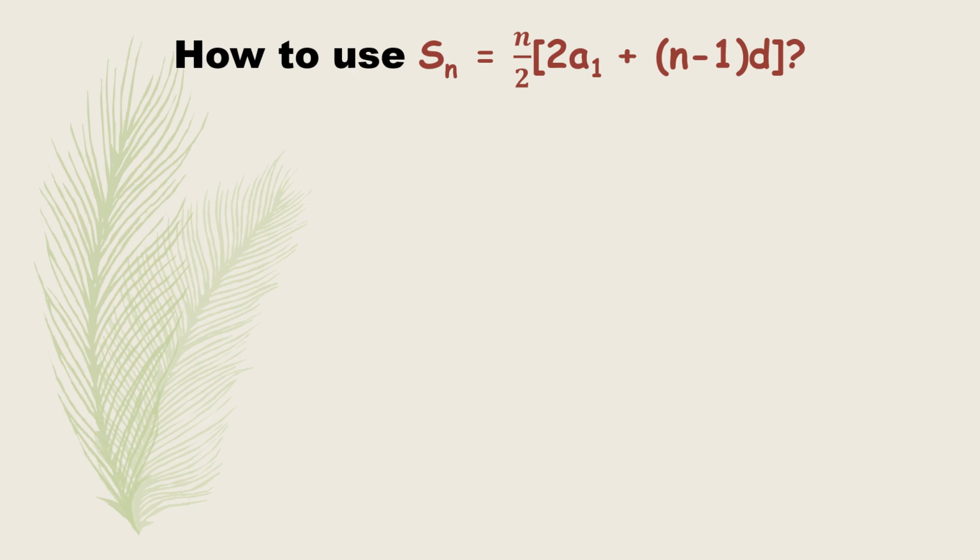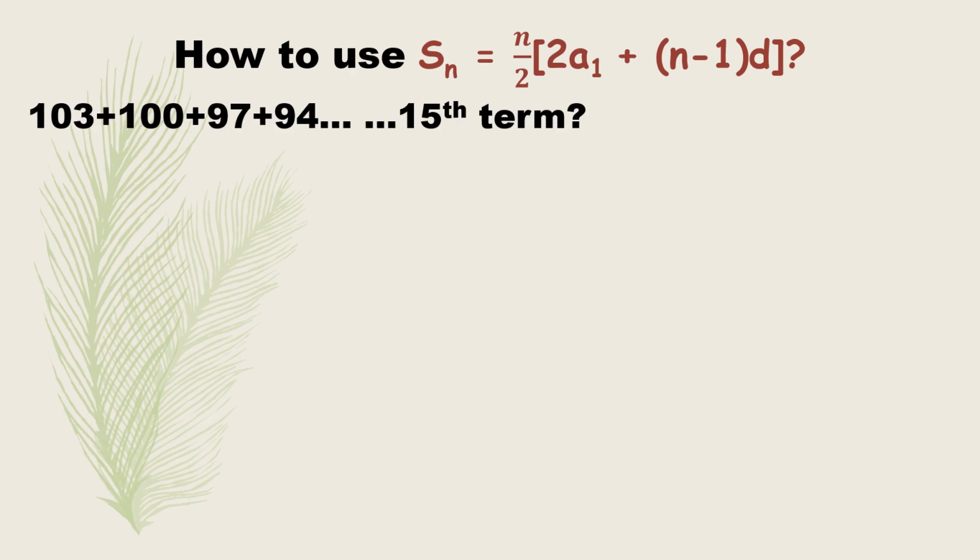Okay, so let's try another example. Let's have 103 plus 100 plus 97 plus 94 up to 15th term. So what we're going to do is to first get the values of our variables. So we have the n. So this is the number of terms. So therefore, n is equal to 15.